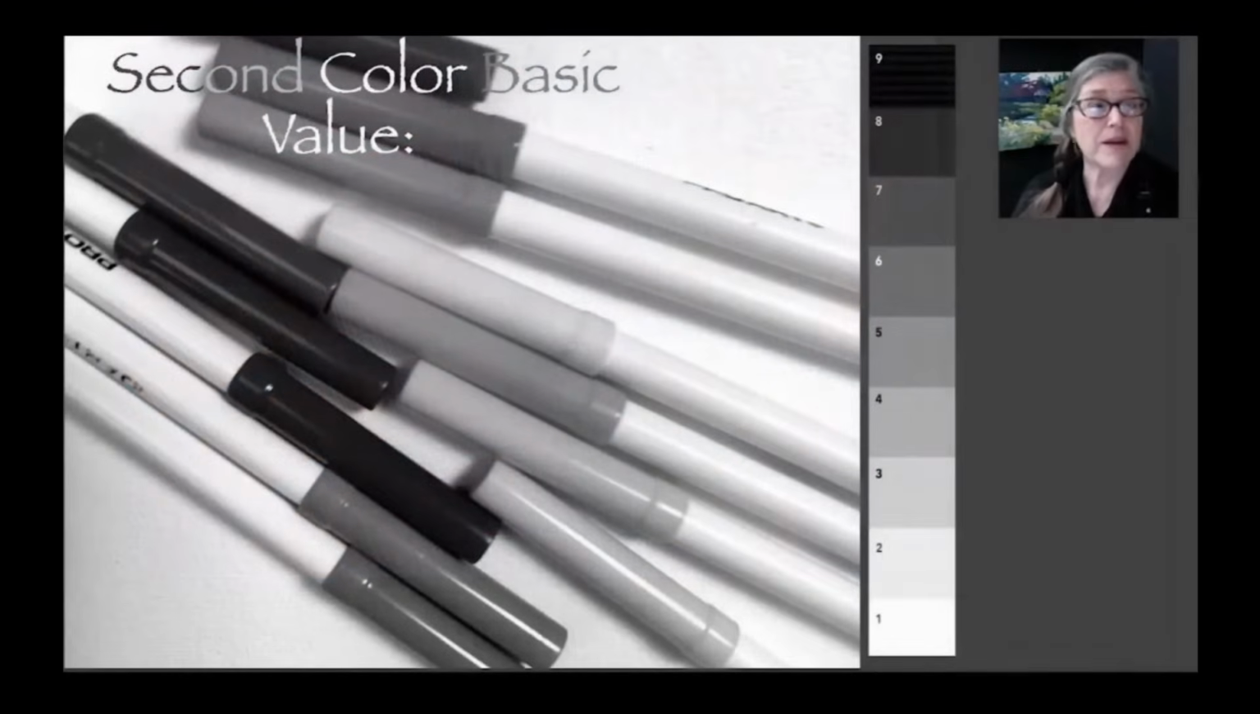Well, let's talk about the second color basic, value. Out of the tube or off the pen, every single color comes in a value. A value means light to dark. Here I've shown a scale from 1 to 9. 1 is white, 9 is black, and then there are increments of different levels of gray in between.